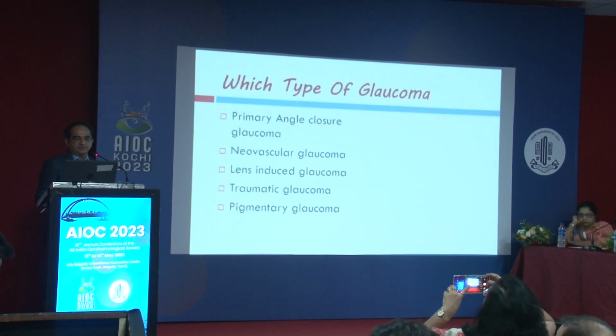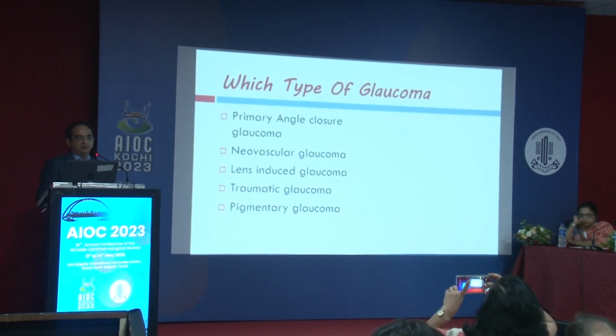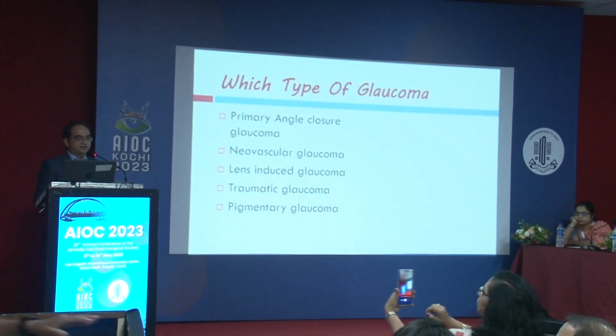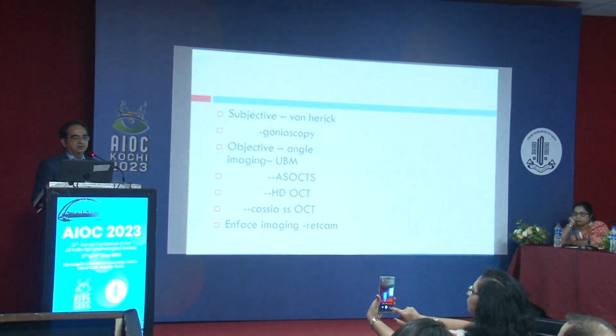So, which types of glaucoma are related with the angles? A lot of them, like primary angle closure, neovascular, lens induced, traumatic, pigmentary.